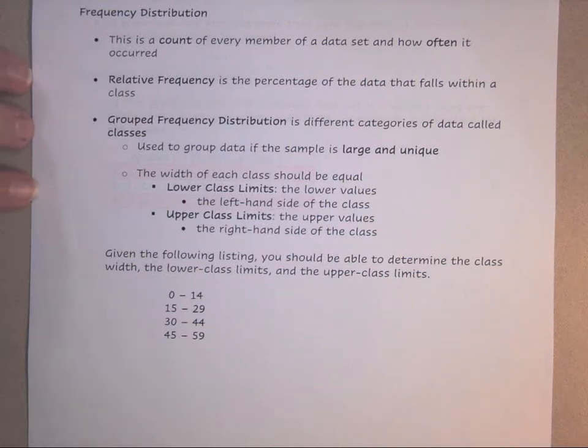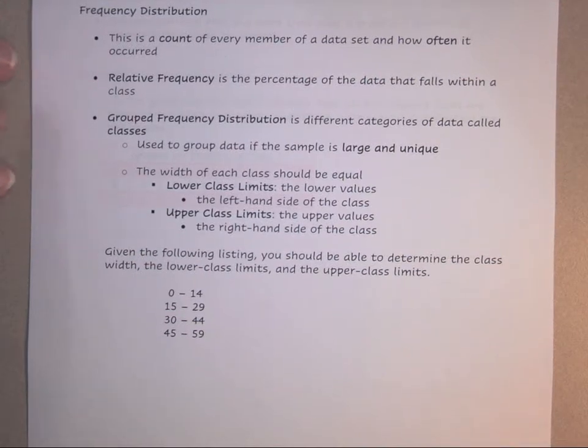Alright, here we're going to look at different ideas behind organizing and displaying data. So first, we're going to look at frequency distribution. A frequency distribution is essentially taking your data and organizing it, and then being able to do a count of your data based on how often a specific data point is occurring.